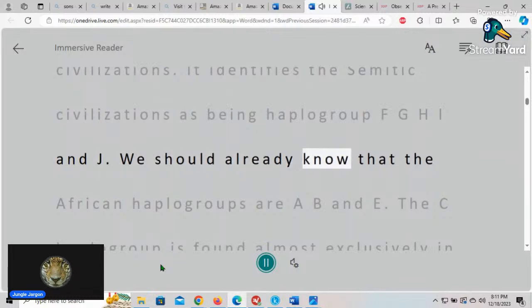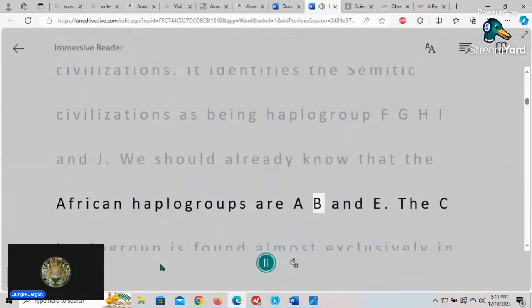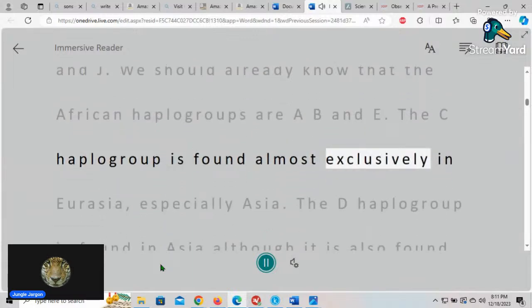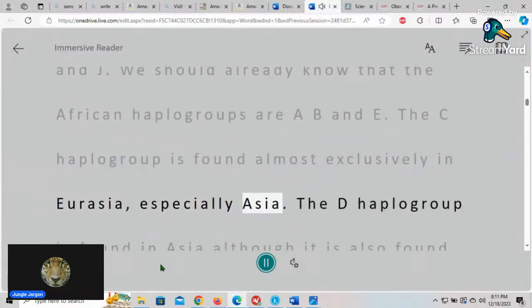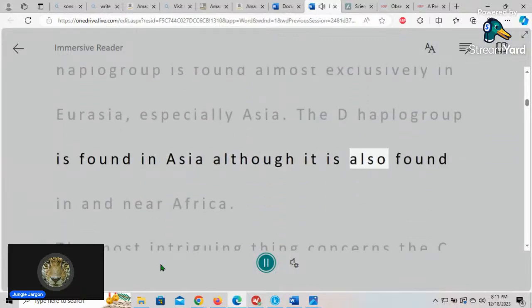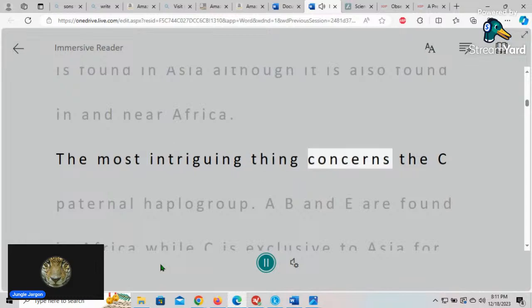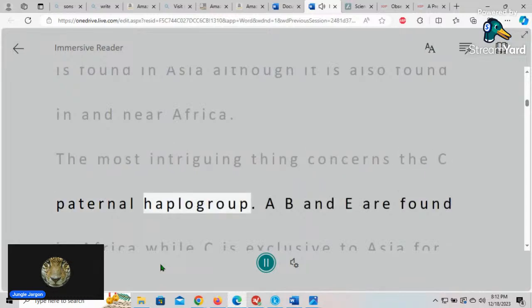We should already know that the African haplogroups are A, B, and E. The C haplogroup is found almost exclusively in Eurasia, especially Asia. The D haplogroup is found in Asia, although it is also found in and near Africa. The most intriguing thing concerns the C paternal haplogroup.